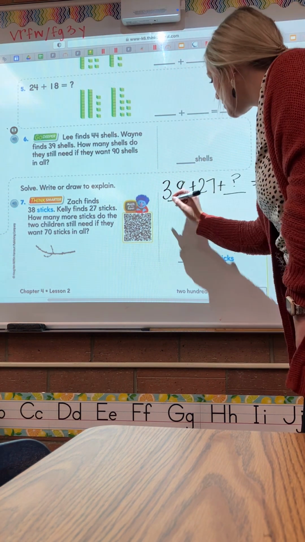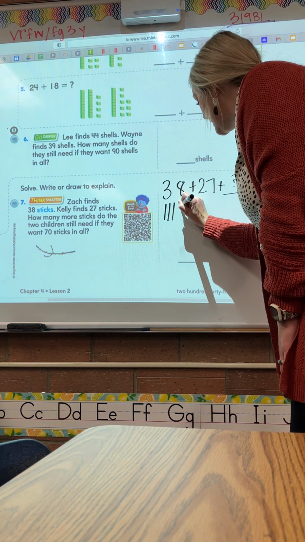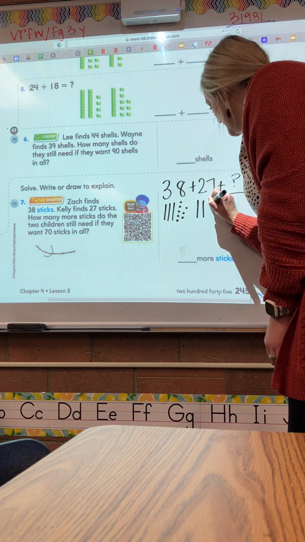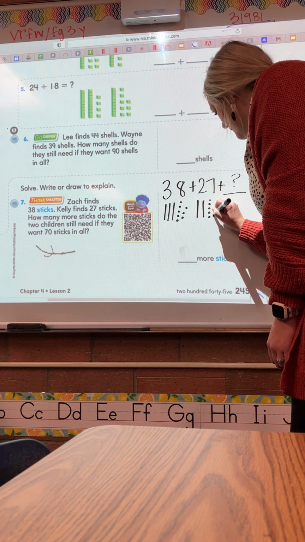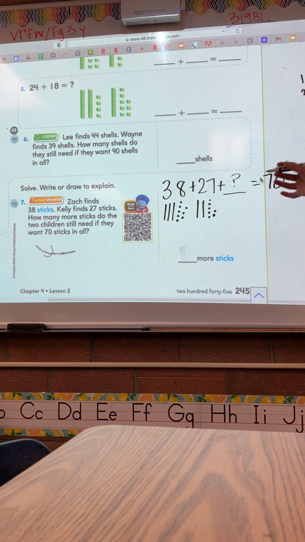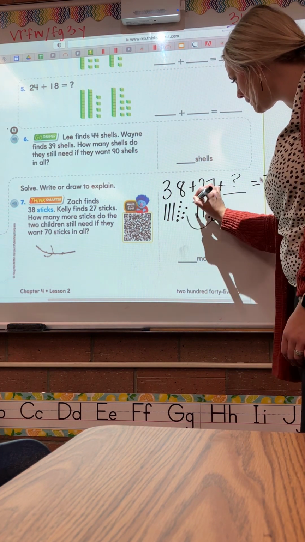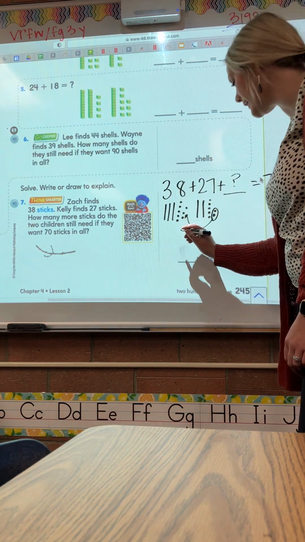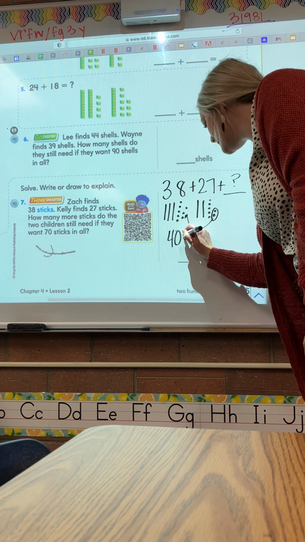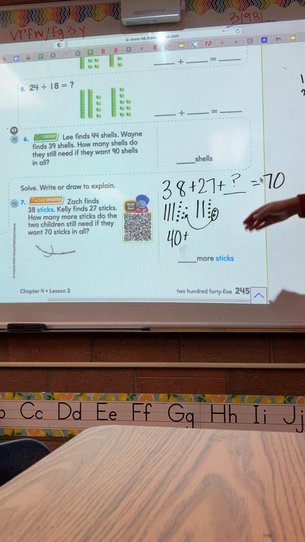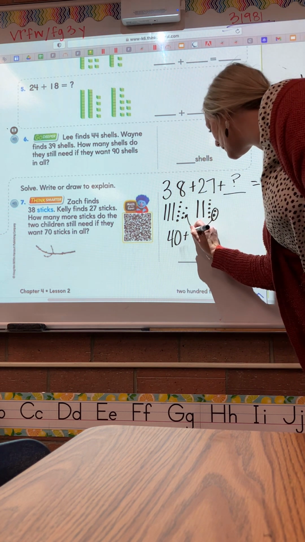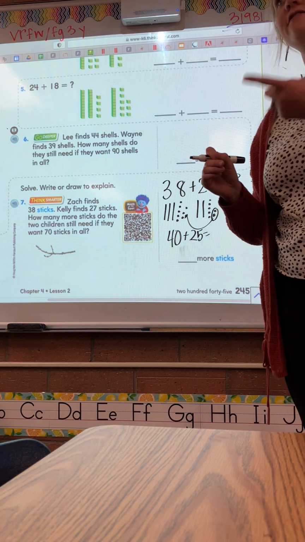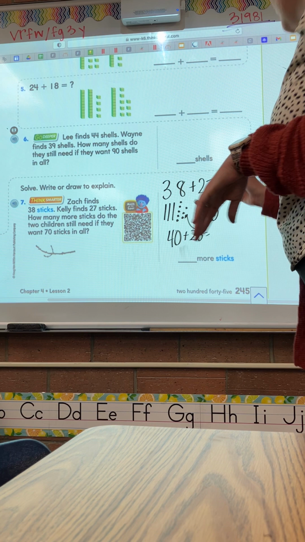Okay, I'm going to show you how I solved it. I drew 3 10s and 8 1s. I drew 2 10s and 7 1s. I know that 8 only needs 2 more, so I'm going to take these 2, put it over here, and now I have 10, 20, 30, 40. So I'm changing my math sentence up a bit, and then I'm going to see what's left of 27. 2 10s, 5 1s, 25. 40 plus 25, 40, 50, 60, 5 more, 65.